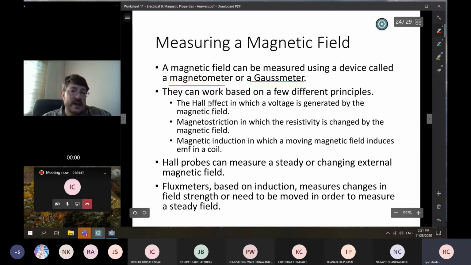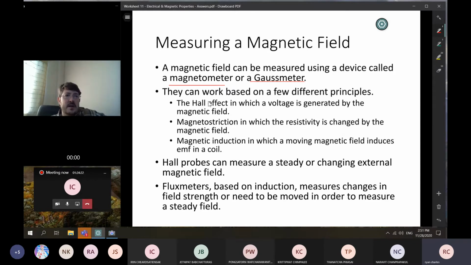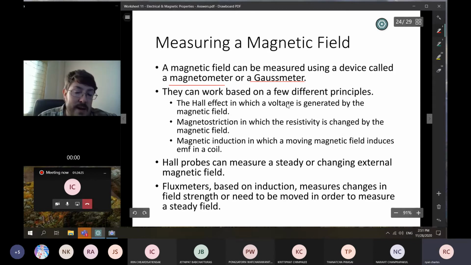The Hall effect, that was in the slides, where a voltage is generated by the magnetic field. You can use magnetostriction, in which the resistivity is changed by the magnetic field strength, or magnetic induction, in which a moving magnetic field induces EMF in a coil. So there are different ways to measure this, based on resistivity changes, voltage induction, stuff like that.